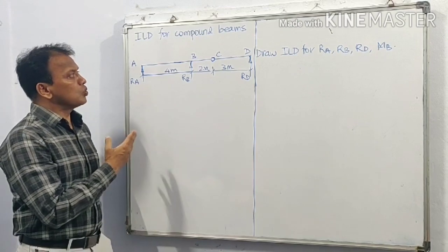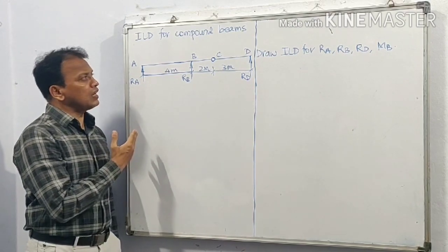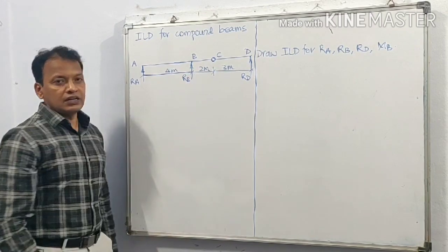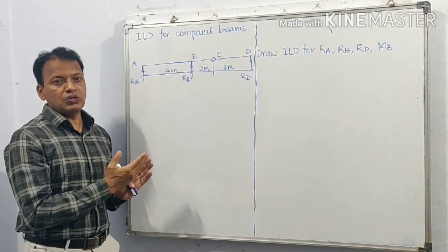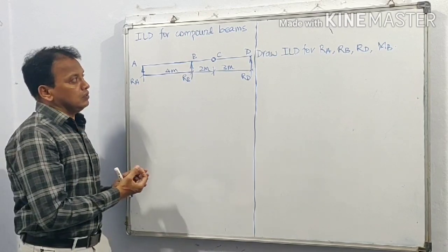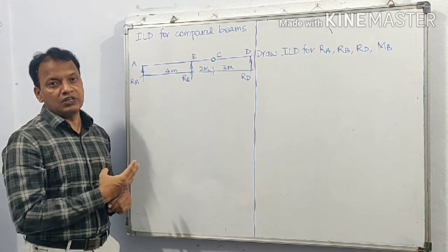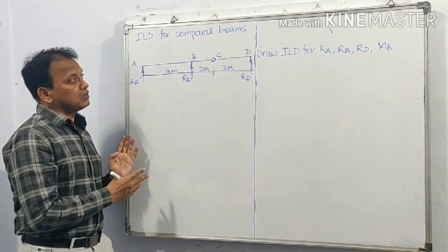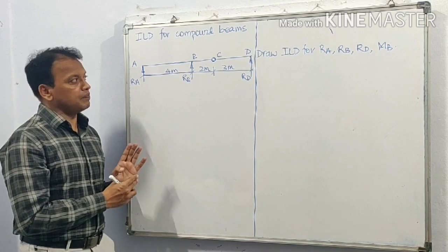One of the compound beams is shown, ABCD. Beam ABCD is supported at A, B and D. At C there is an internal hinge. So this is a compound beam. The beam is compound because of this internal hinge. Otherwise, if it is supported on 3 supports only without an internal hinge, this beam would have been indeterminate. But as there is an internal hinge, this beam is a determinate beam.